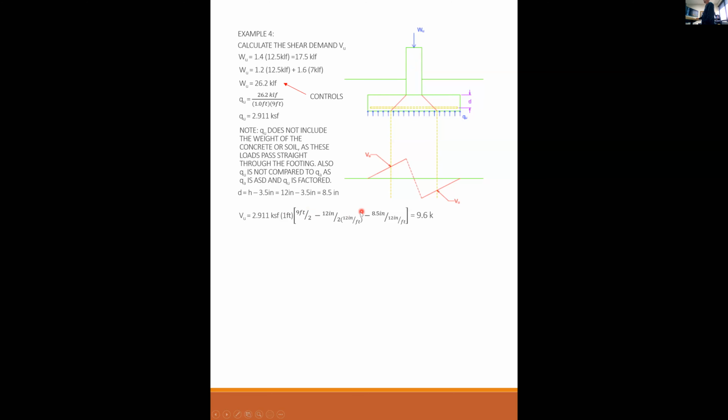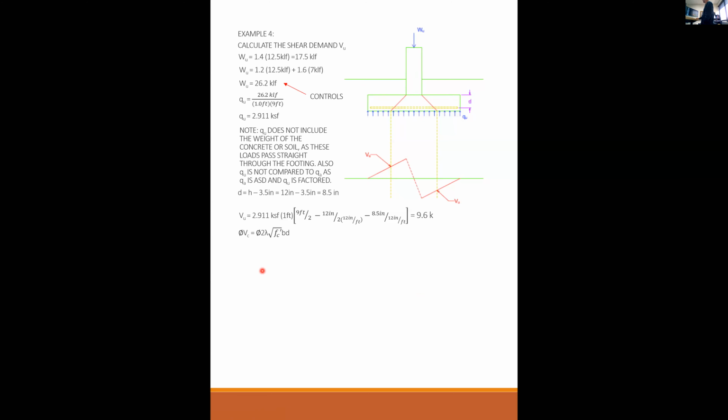Okay, so when I calculate this out, my shear demand VU is 9.6 kips. That's the number I get. And so if I looked at this chart here, the shear would be 0 at the outside edge of the foundation because there's no load on it yet. The shear would be something greater right at the face of the wall, but we don't need to worry about that. We just find what that shear is at that dimension D from the face of the wall, and that's 9.6 kips.